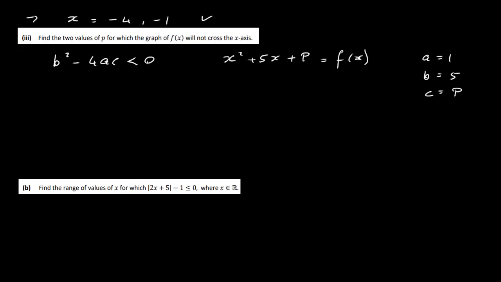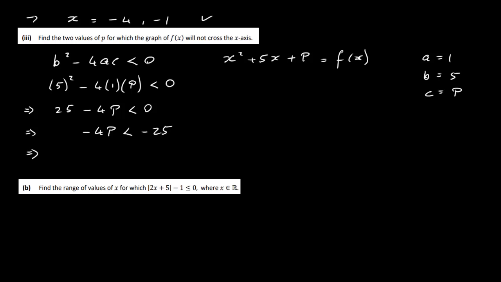So let's substitute these in here. So b is 5, so we got 5 squared, minus 4 times a, which is 1, c is going to be p. We want that to be less than 0. So let's see, that gives us 5 5's 25 minus 4p less than 0. So that will give us minus 4p less than minus 25. Finally, that gives us p greater than 25 over 4. So remember to switch around the inequality sign there because we're dividing by a negative number.